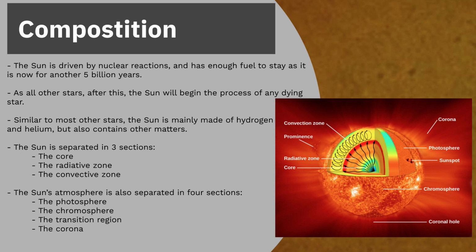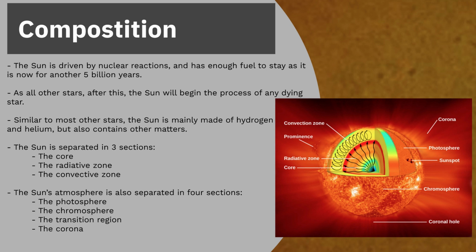Just like most other stars, the Sun is mostly made of hydrogen, followed by helium. The rest of the matter consists of oxygen, carbon, neon, nitrogen, magnesium, iron, and silicon. For every 1 million atoms of hydrogen in the Sun, there are just under 100,000 atoms of all the other materials combined. The Sun is separated into 3 sections.